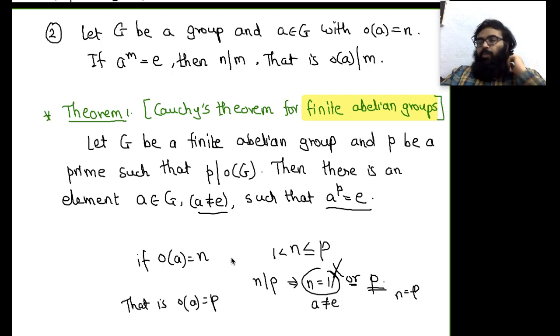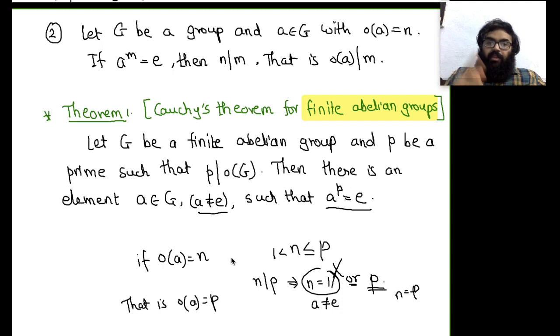Of course, E raised to P is identity, but what Cauchy's theorem says is that there is at least one element other than identity such that A raised to P is E. Now what does this mean? What could be the order of A? Suppose the order of A is n. Certainly it has to be at most P, because A raised to P is identity and the order is the smallest such integer. And the order cannot be equal to 1 because A is not identity. Only identity has order 1. So n is less than or equal to P.